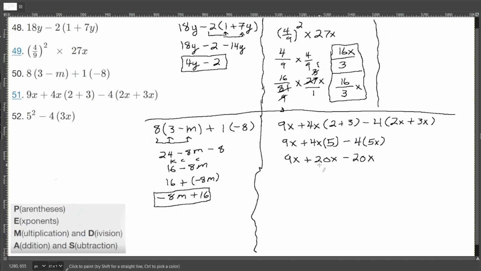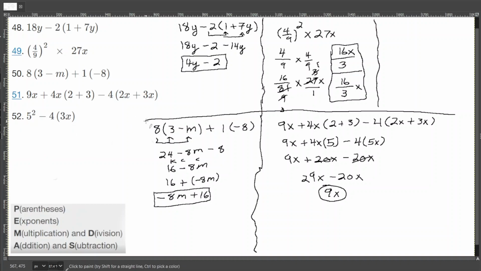Now for these we would normally go left to right, right? But I hope you guys can see these 20s would cancel, right? We're left with 9x. And if you don't believe me, we'll go left to right. We'll say 9 plus 20x, oops, 29x. And then you're going to take away the 20 that you just added, so you're back at 9x, right? So hopefully we saw that these would just cancel each other out, right? Alright, and that's how we go about 51.